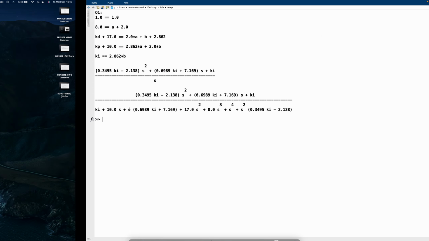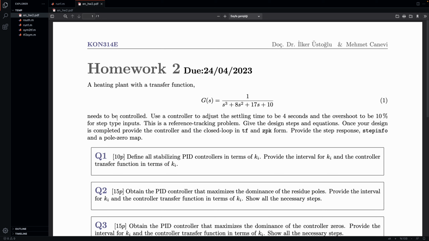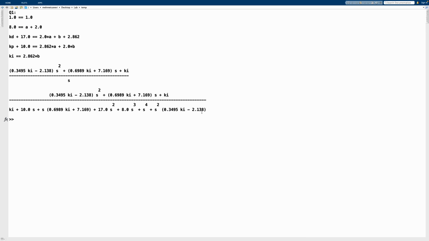So it would then get rid of these simplifications, and we would end up in this. Now, note that in the question, it says that we should define all the stabilizing PID controllers in terms of KI. So what we've done so far is we kind of solved the problem in terms of KI. We substituted this stuff back in, and we've acquired both the closed loop transfer function and the controller in terms of KI. But we didn't guarantee that this would be all the stabilizing controllers.